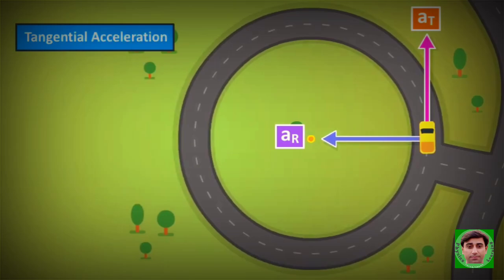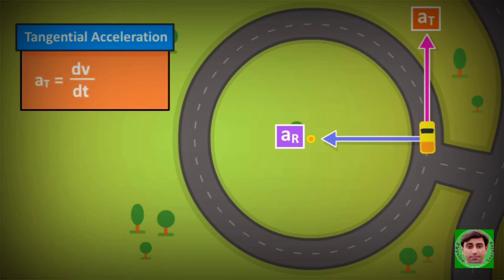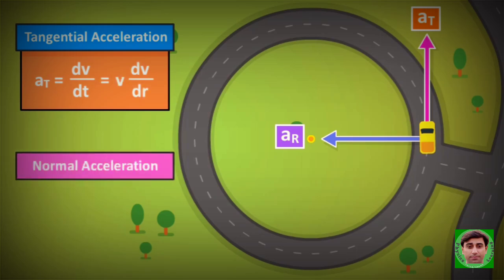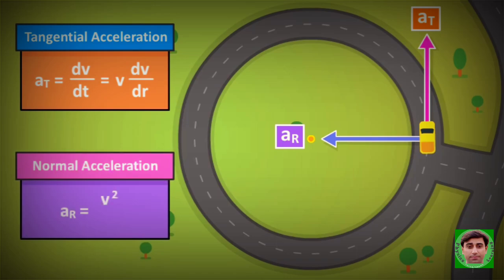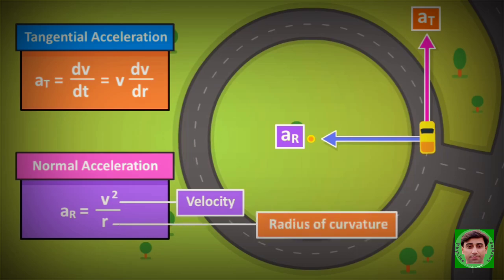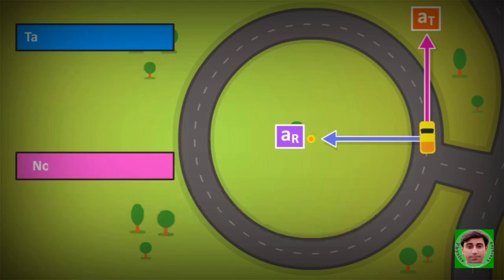Tangential acceleration a_t is defined by the relation a_t equal to dv by dt, which can also be modified as a_t equal to v into dv by dr. And normal acceleration a_r is defined by the relation a_r equal to v square by r, where v is the velocity and r is the radius of curvature at the point.